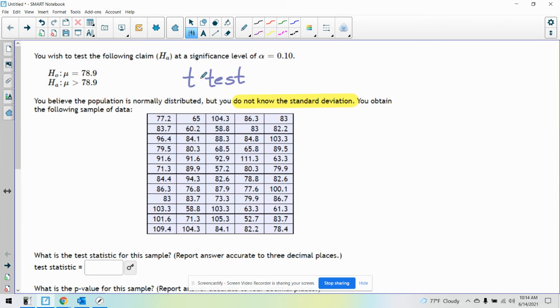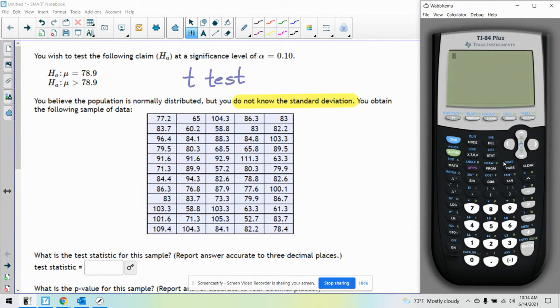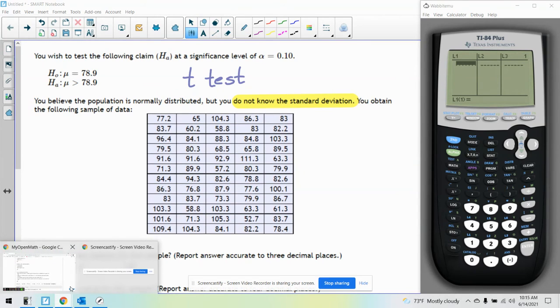Okay, so then the next step is to take all this data and put it into my stat list. So I'm going to hit stat, edit. If there's stuff in there, go up to the actual L and hit clear, then enter. So I'm going to pause the video and put all of this data into L1. Even though it's arranged in a table like this, it's all just going to go into L1. So I'll pause this and then restart it once it's all entered.